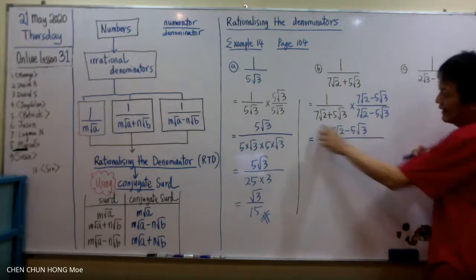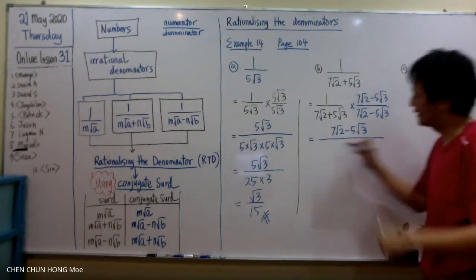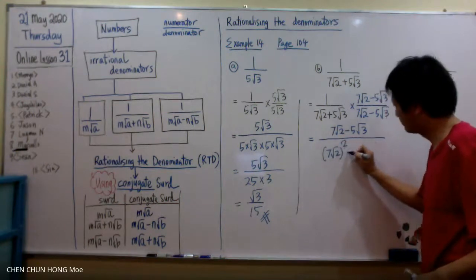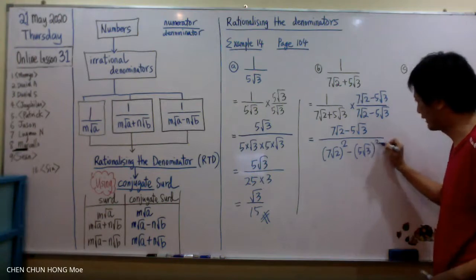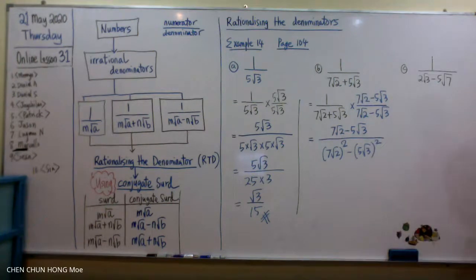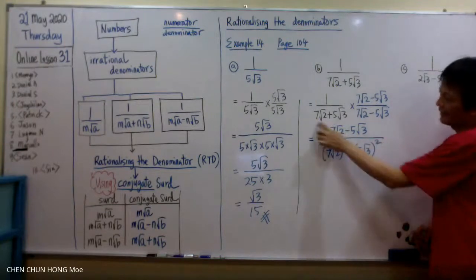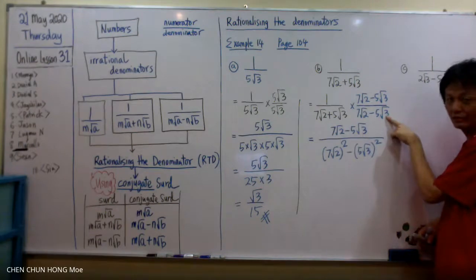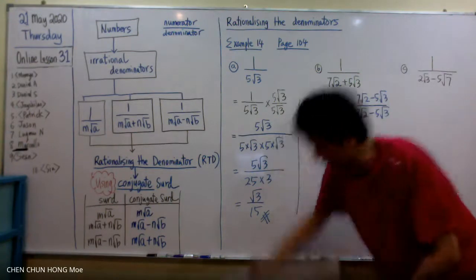So it's A plus B, A minus B. Then we can actually write this as A square minus B square. I hope you're okay with this. This is A square minus B square. That's why you have A plus B, A minus B. But now you are given this and you have to write this value.